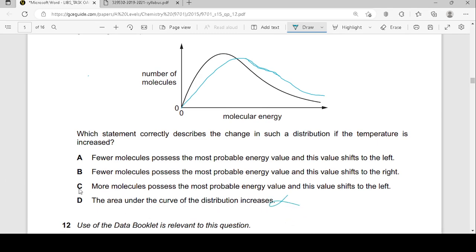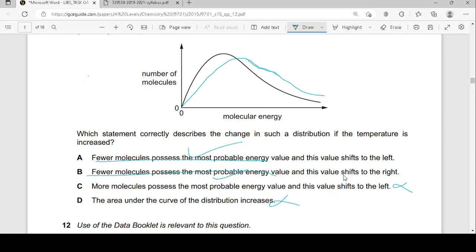The option saying the area under the curve is shifted is wrong. More molecules possess the most probable energy, but the most probable energy is the peak, and the peak is lowering, isn't it? The most probable energy is the energy that the most particles have, and the most particles have the peak value, right? So the peak is decreasing, so more molecules possess the most probable energy value, that's wrong. Fewer molecules possess the most probable energy value, that's right.